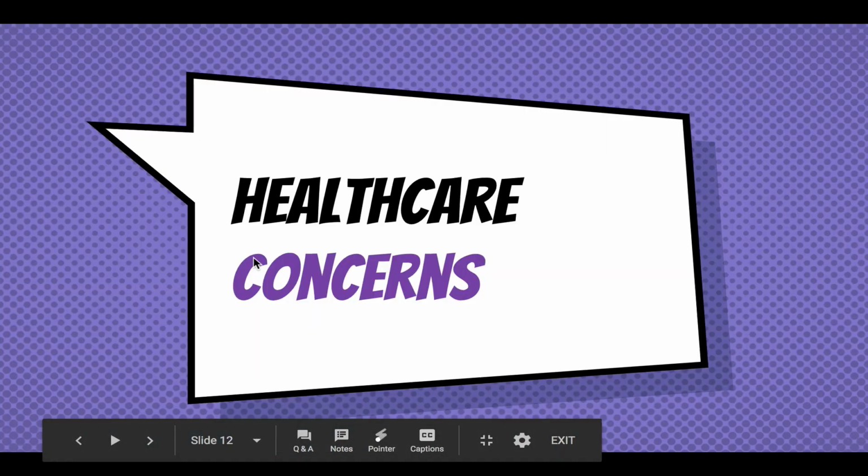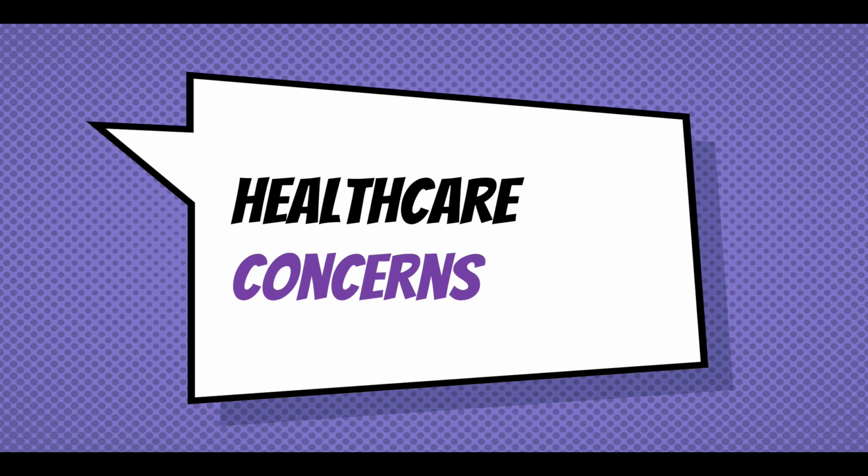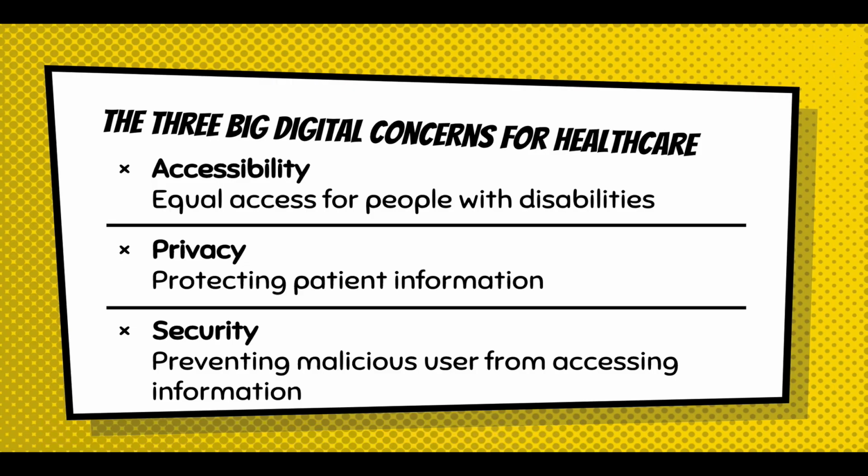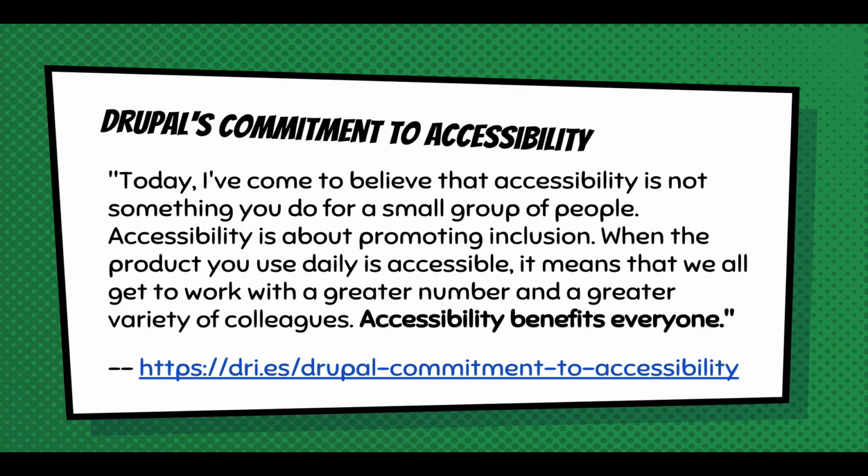What we want to talk about is really healthcare concerns related to just forms and in general. And I think the three big digital concerns for healthcare are accessibility, privacy, and security. You want your site to work for people with disabilities, you want to protect your patient's information, and tied to privacy is you want to prevent malicious users from accessing information. They're similar, but I think it's important to break them up because there's different approaches to handling each one of those, privacy and security. But we'll start with accessibility.